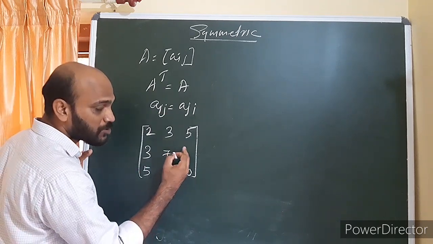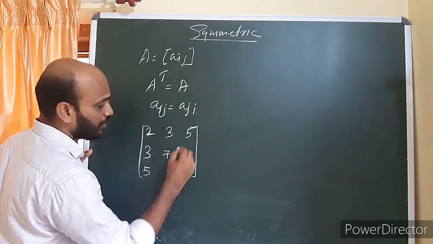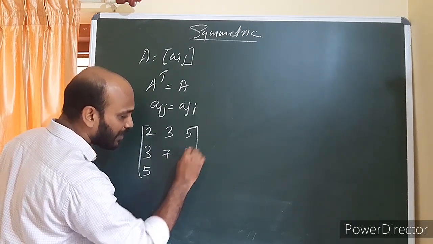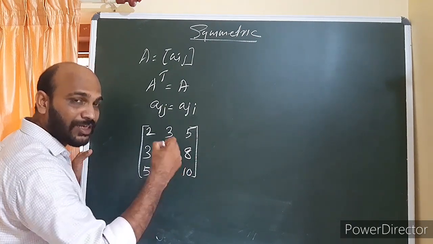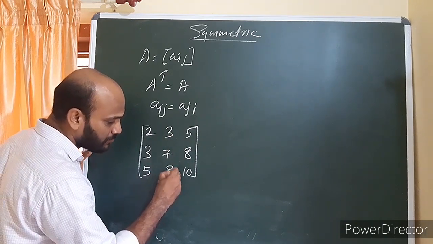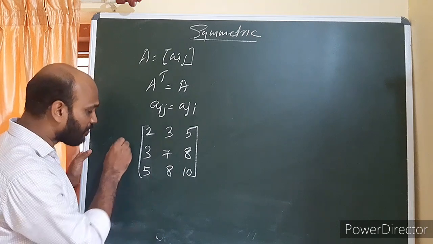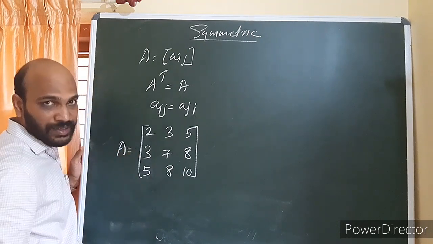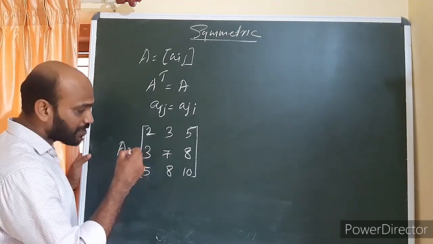Now, this position is A23, right? Suppose I am writing A23 as 8. Then A32 should be 8. So, this one is A32, 8. This is an example for a symmetric matrix. You can just verify. This is A.